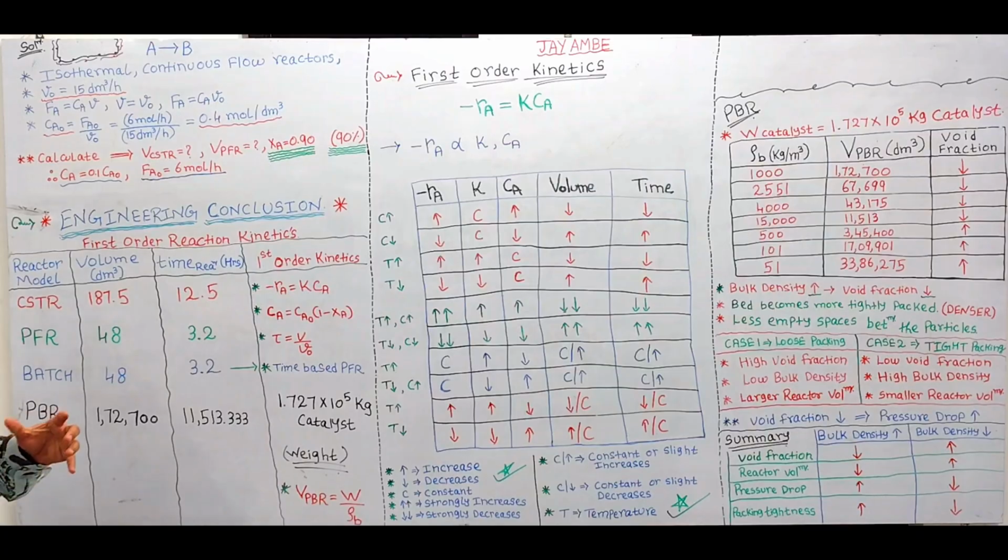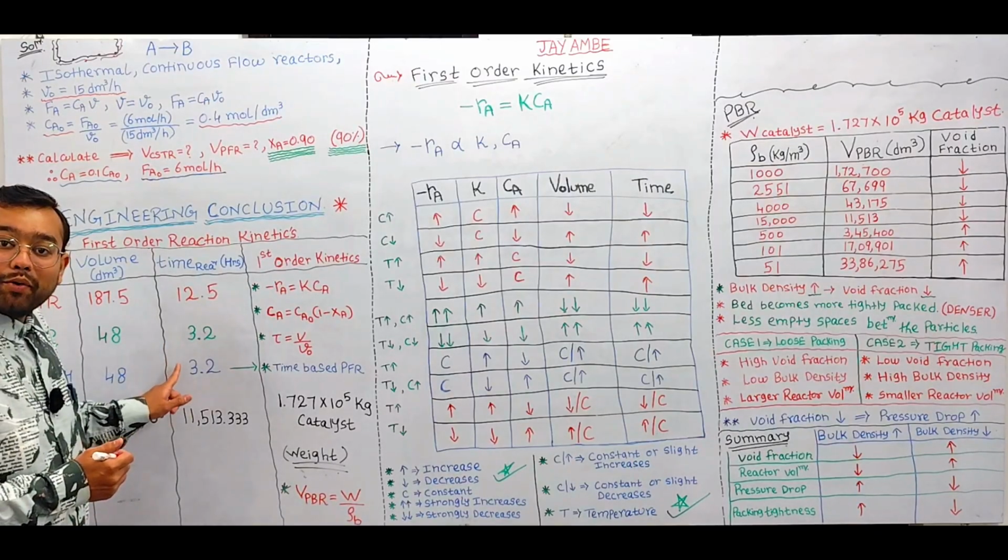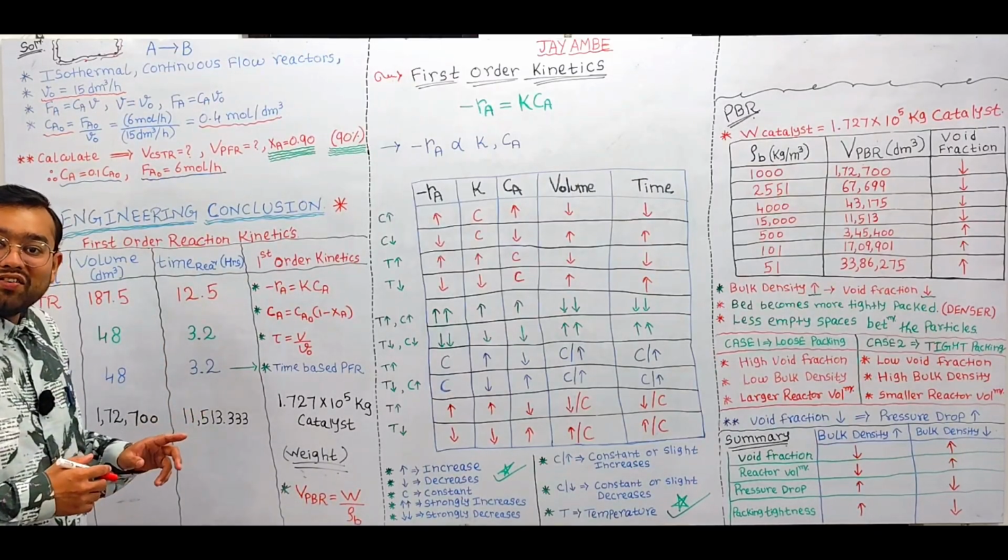Now I will make the second comparison between the plug flow reactor and the batch reactor. Now here is the twist. Now it is becoming more interesting. Here we can observe that if I use a plug flow reactor or a batch reactor, we require the same reactor volume of 48 cubic decimeter. So how? We need to understand that. If I use a plug flow reactor or a batch reactor, we require the same reaction time of 3.2 hours. It is very interesting.